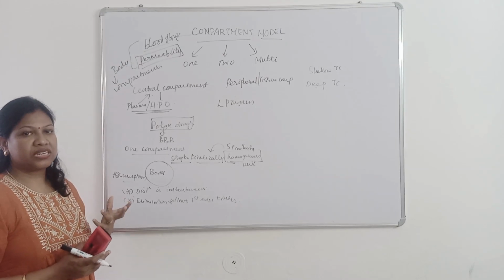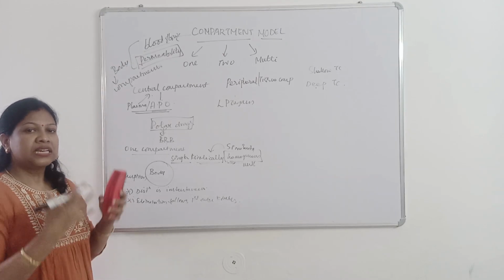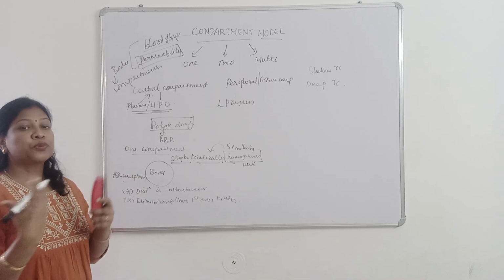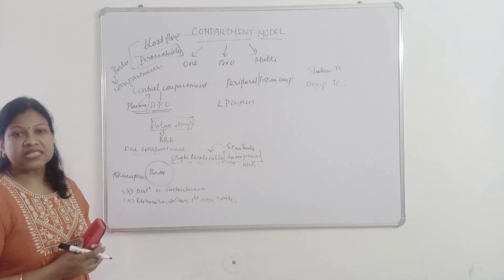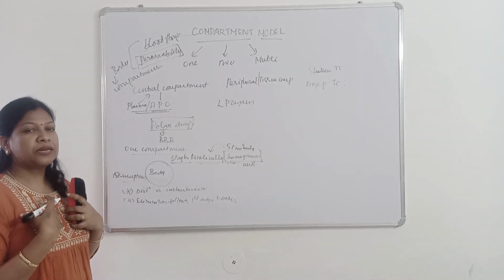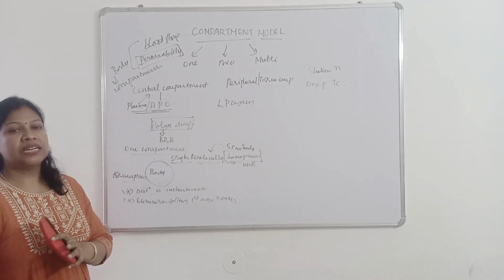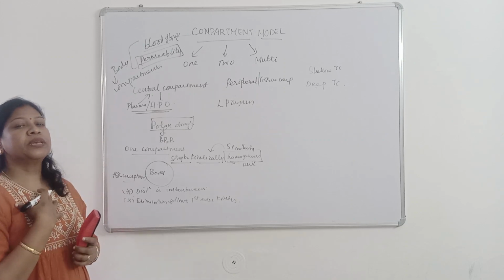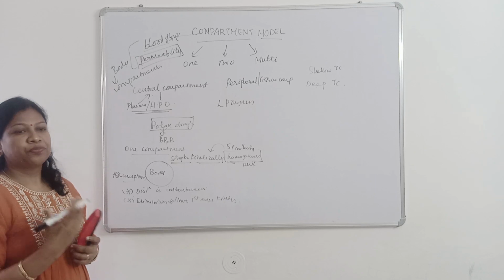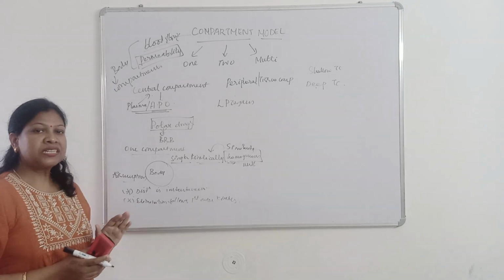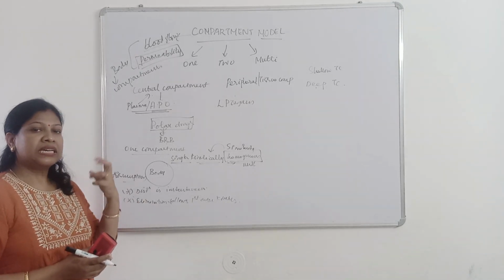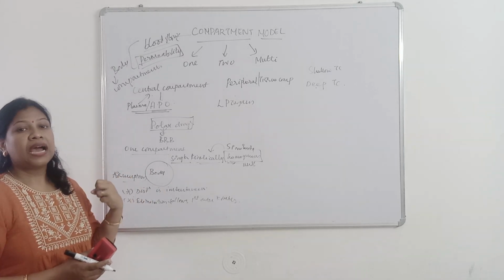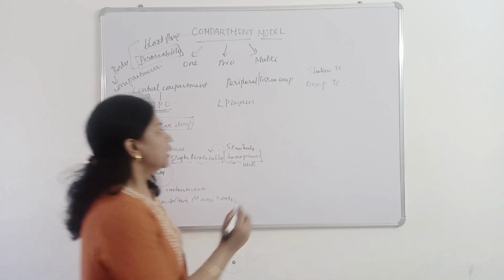नाउ व्हाट इज फर्स्ट ऑर्डर काइनेटिक्स? फर्स्ट ऑर्डर काइनेटिक्स मींस द रेट ऑफ elimination of drug from the body is proportional to the amount of drug that is present in the body. मतलब किस रेट पे बॉडी से ड्रग एलिमिनेट हो रहा है वो किससे डिपेंडेंट होगा? कितने बॉडी पे ड्रग प्रेजेंट होता है. सो व्हाट डज इट मीन? Elimination follows first order kinetics means the rate of elimination of drug from the body is proportional to the amount of drug that is present in the body.